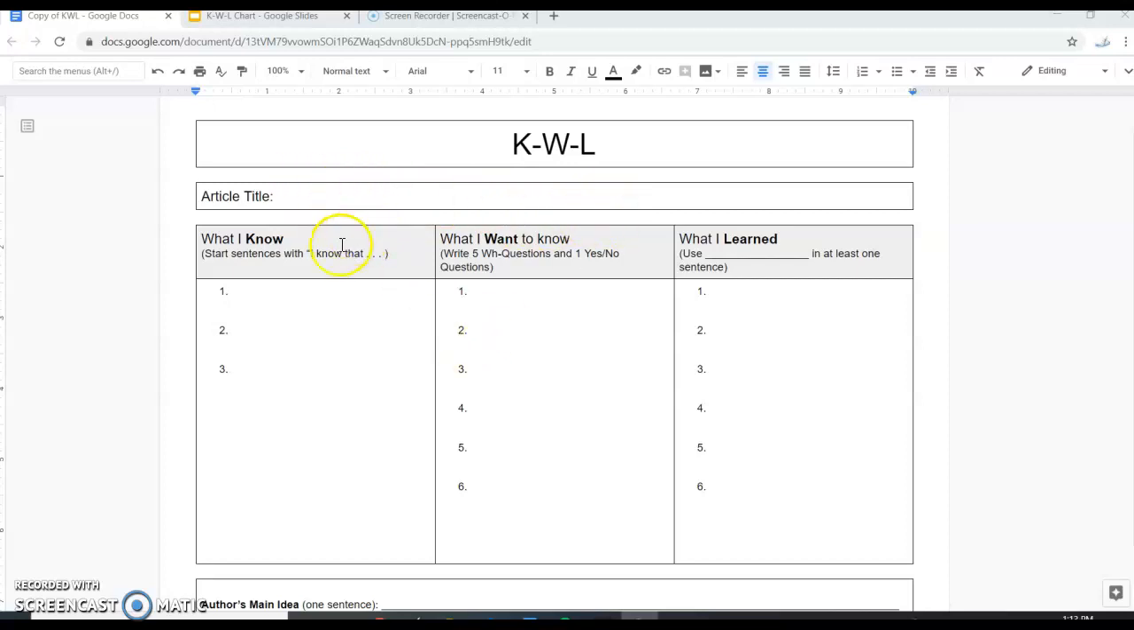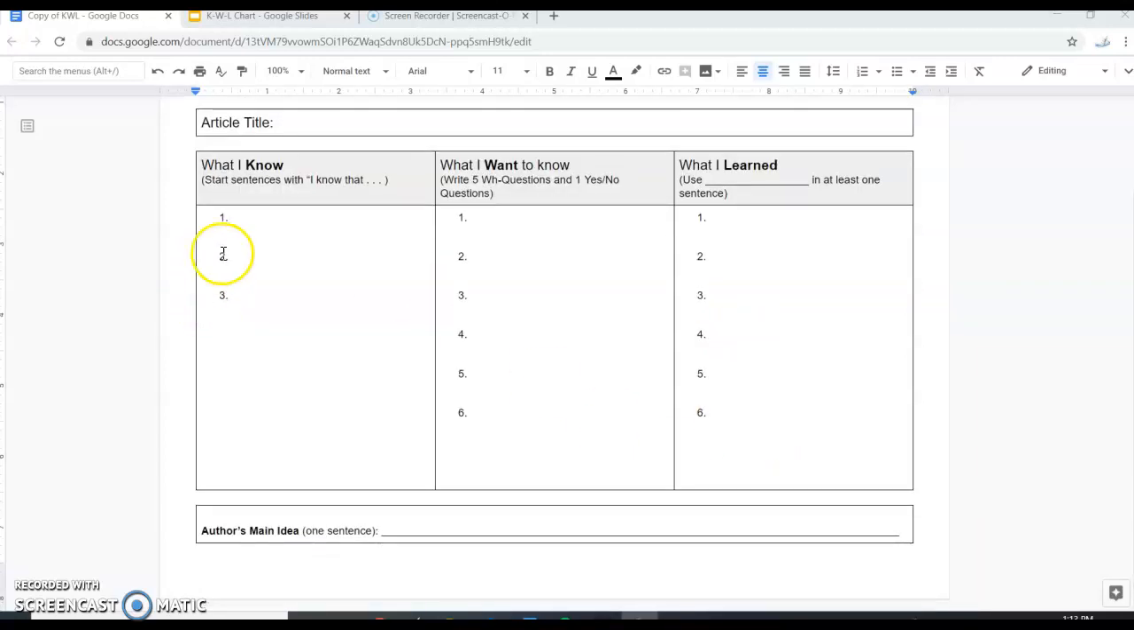Then we can see three columns: the what I know column, the what I want to know column, and what I learned column. So we can see that KWL stands for know, want to know, and learned. So what we do is, before we read the article, we fill out these two columns, what I know and what I want to know. After we finish reading the article or the text, we fill in the what I learned column. So after we finish filling out the three columns for the KWL, then we go down here and write the author's main idea or the writer's main idea in one sentence.